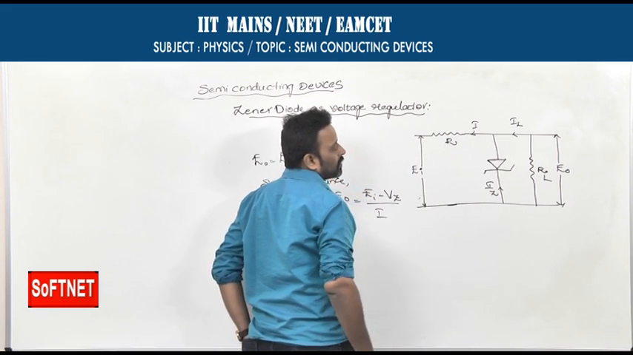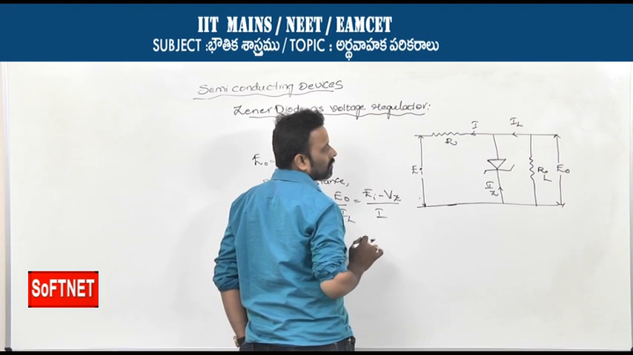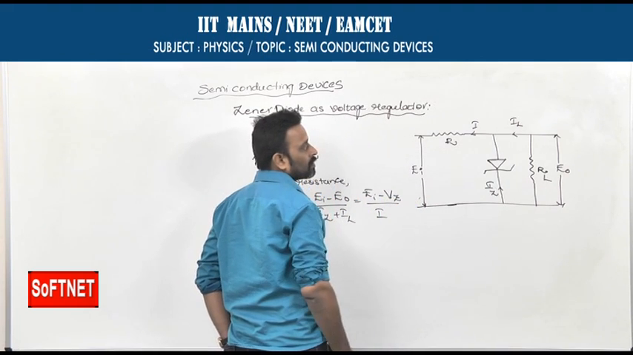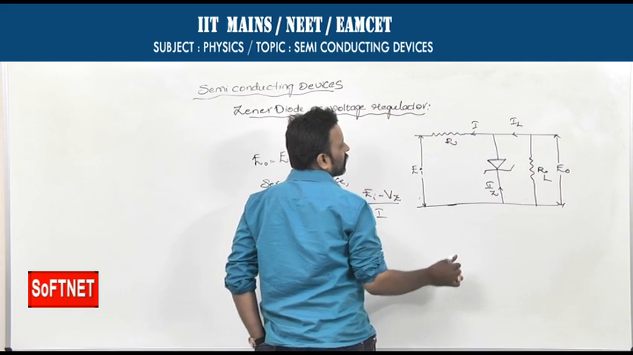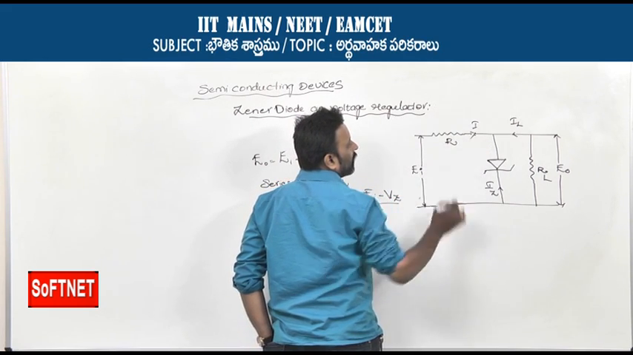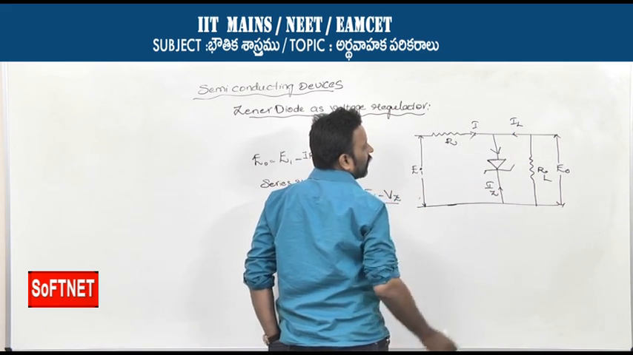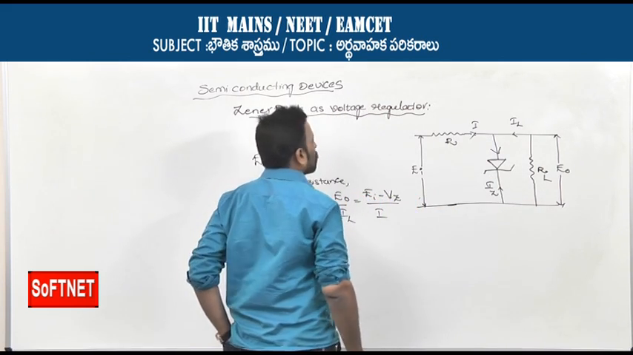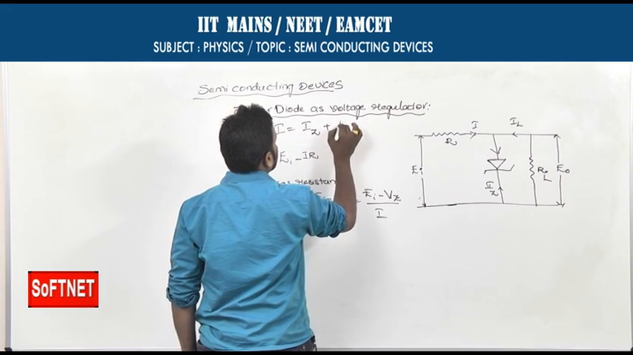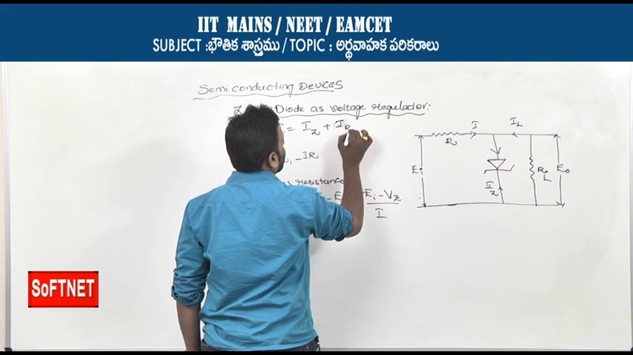Here capital R represents the series resistance. The input voltage is applied across here, the primary, while the output voltage E0 is collected across the load resistance. Let I be the total current. This total current is getting divided into two parts: the current through the diode and the current through the load resistance. So the total current I can be written as the current through the diode plus the current through the load resistance.